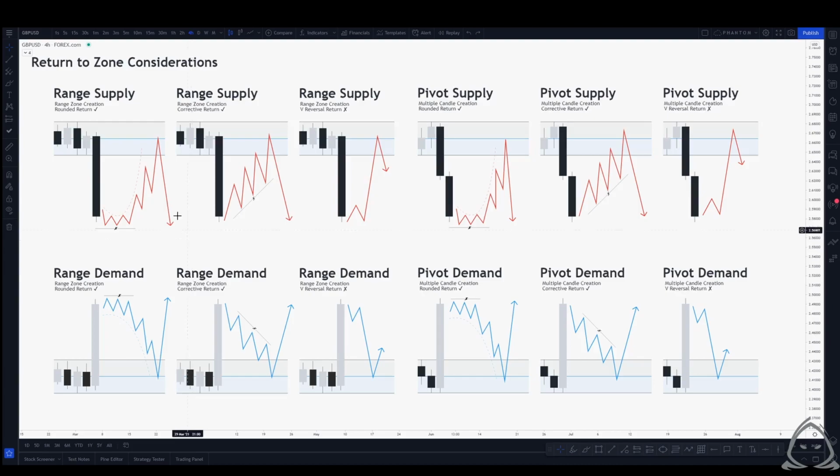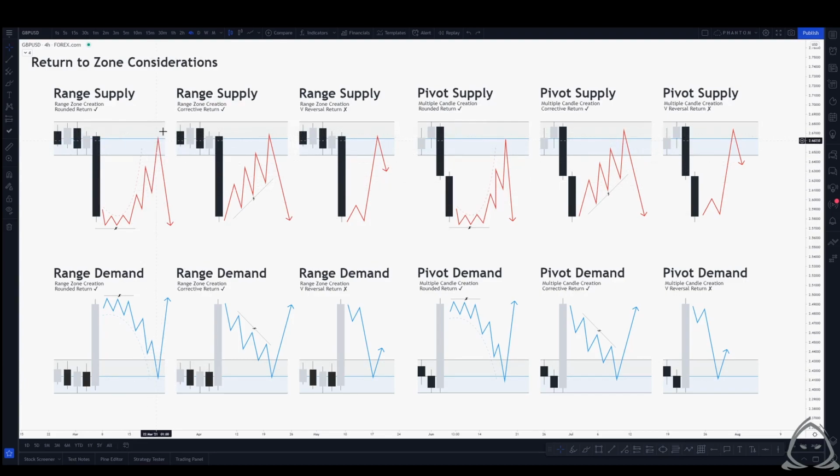Just one final consideration to be thinking about when you're having that return to zone considerations is focus on your rounded and your corrective return to zones. And be mindful that the V reversals tend to be aggressive and don't play out statistically. Again, you can look to trade them, but be more cautious. And then also consider that last leg that's into a supply or demand zone ends up being what would be called a sucker's rally into it.